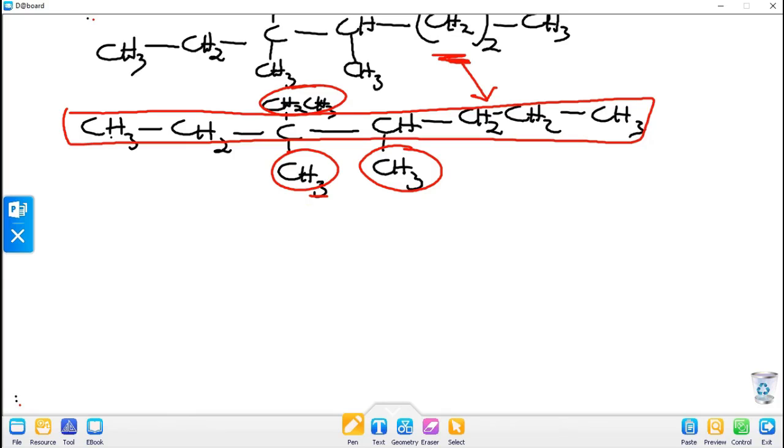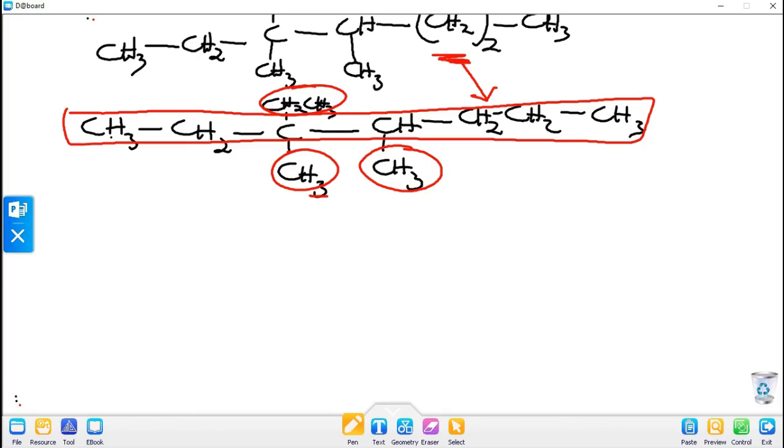And we have 3 side chains. And these 3 side chains, we have 2 methyl and 1 ethyl. Ethyl is up and the 2 methyls are down. The next step is to number the parent chain. How do we number our parent chain?